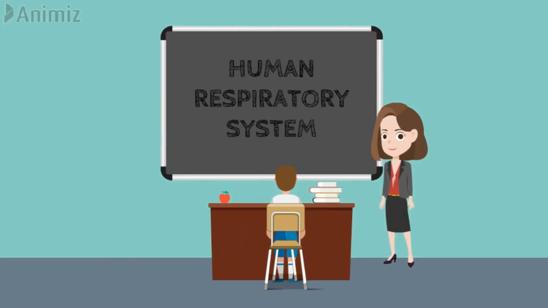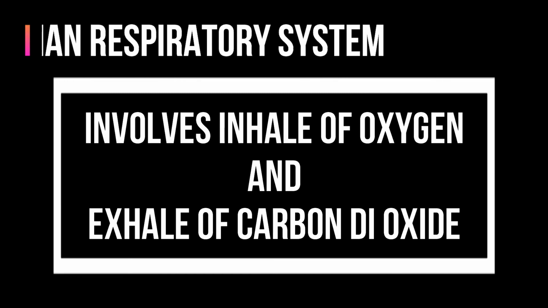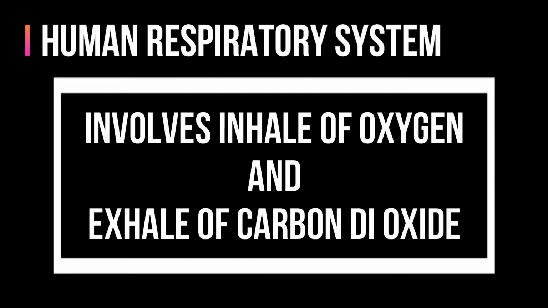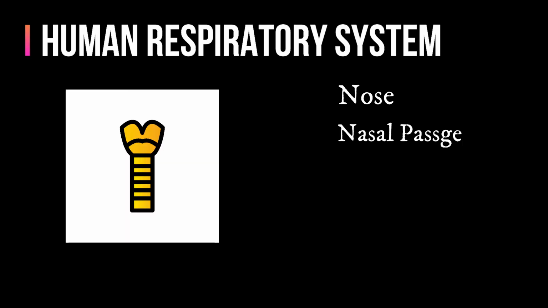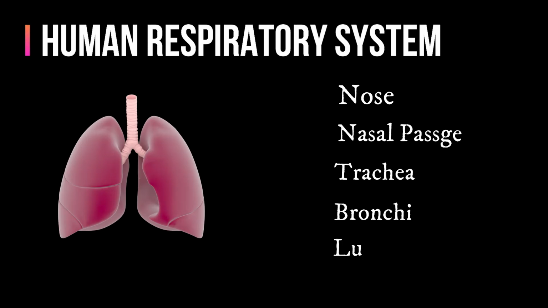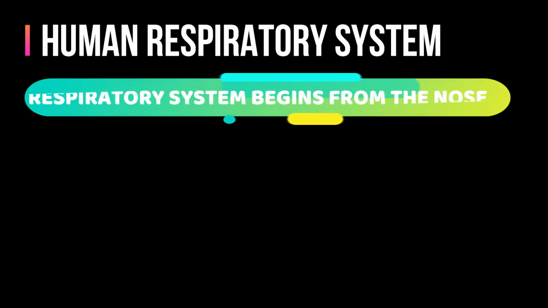The human respiratory system is the organ system that is involved in the inhaling of oxygen and exhaling of carbon dioxide to meet the energy requirements. The human respiratory system consists of certain organs responsible for respiration. The main organs of this system are the nose, nasal passage, trachea, which is commonly known as the windpipe, bronchi, lungs, and diaphragm.